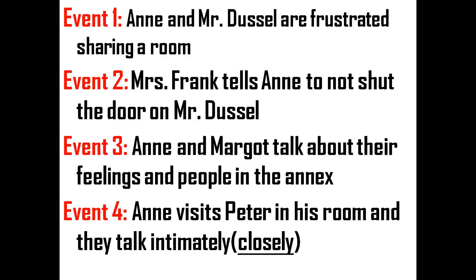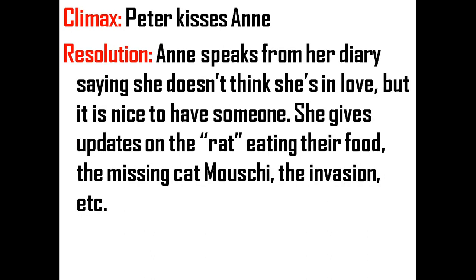In event 3, Annie and Margot talk about their feelings and people in the annex. These two sisters share their feelings regarding people in the annex. In event 4, Annie visits Peter in his room and they talk intimately, closely, because they started liking each other. So obviously she visits Peter in his room and they talk closely. The climax of this scene is that Peter kisses Annie.